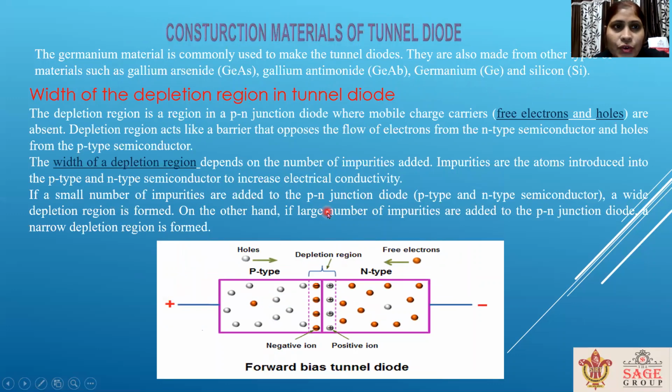The materials used for the tunnel diode are germanium, silicon, gallium arsenide, and gallium antimonide. These are the materials which are mainly used for making the tunnel diode.